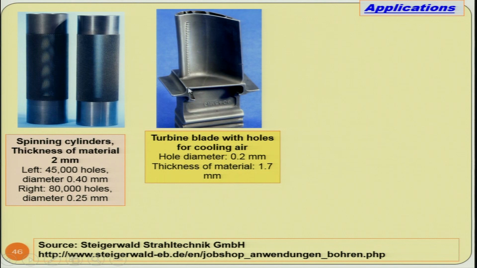Now, this is a very important application, the turbine blade, you can clearly see over here, a turbine blade with holes for cooling air, because these turbine blades operate at very high temperature, 1100, 1200 degree centigrade, especially in aerospace industries, and they are made of very hard materials. Their cooling is very important, otherwise that turbine will fail, it may not be able to run at such a high temperature.